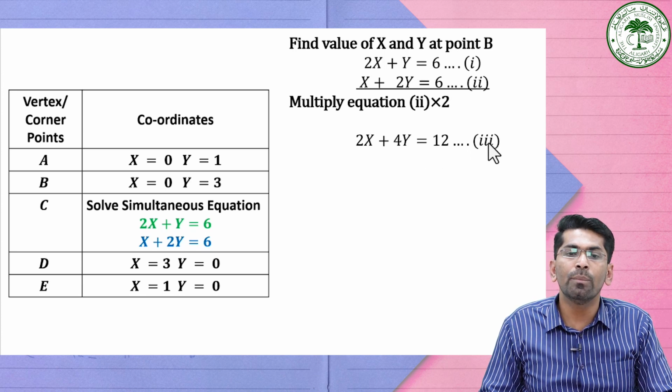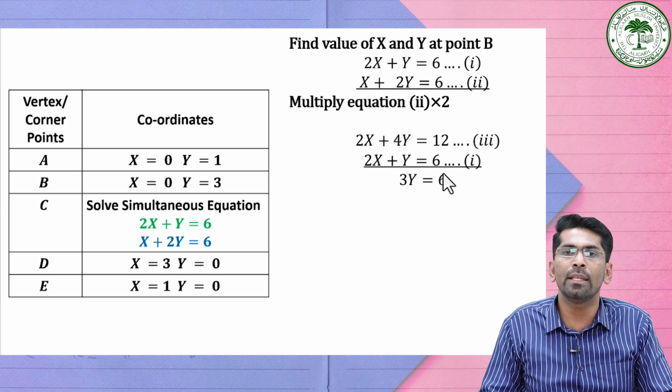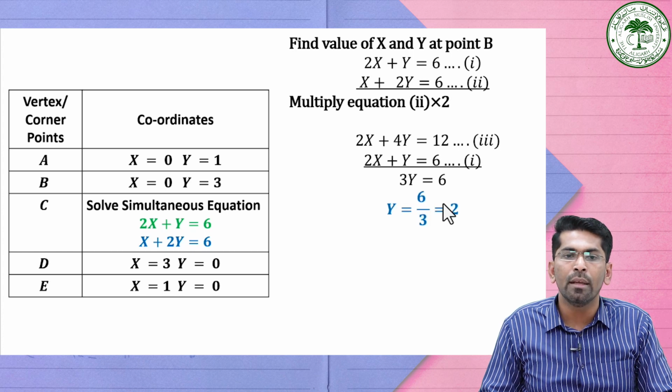I am considering equation number 3 and equation number 1. We have the coefficient of x the same in both, 2x and 2x. We are going to cancel these out by subtracting equation number 1 from equation number 3. So 2x minus 2x will be cancelled out, and 4y minus y will become 3y, which is equal to 12 minus 6, which is equal to 6. So we have 3y is equal to 6. Dividing both sides of the equation by 3, y is equal to 6 by 3, which is equal to 2.